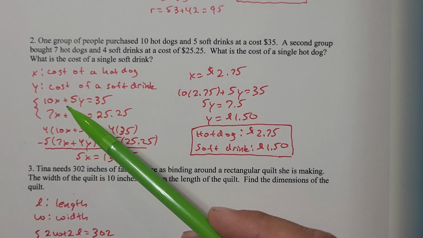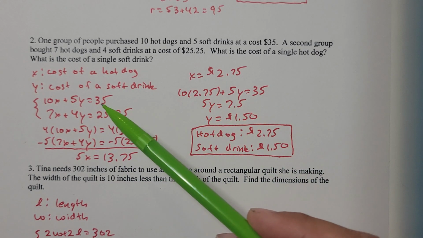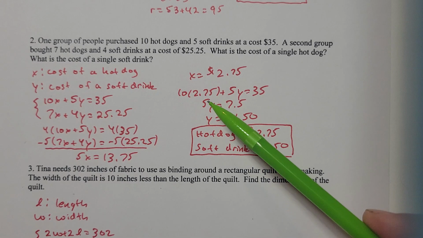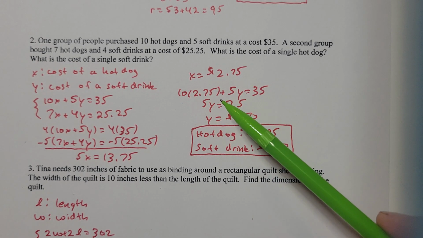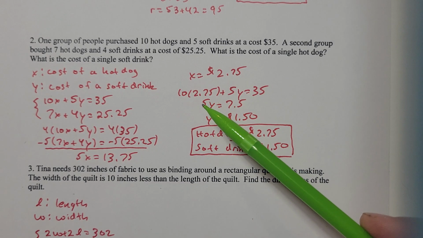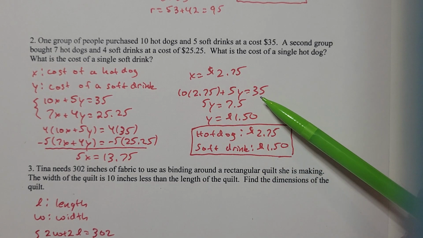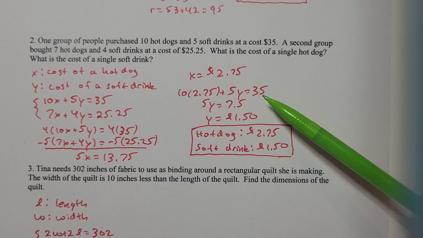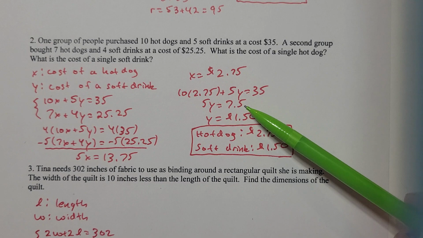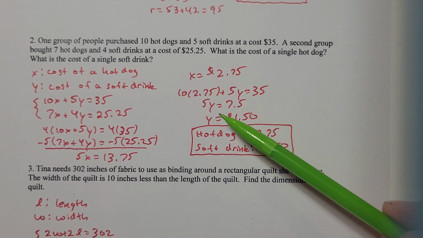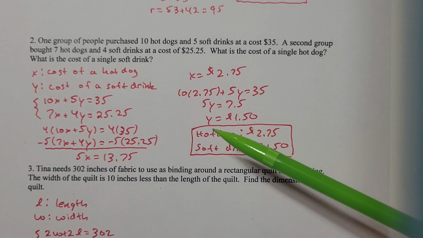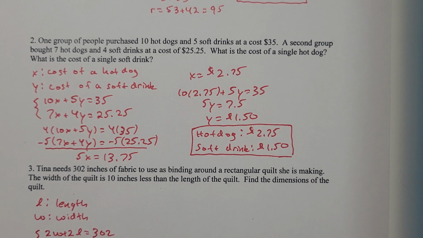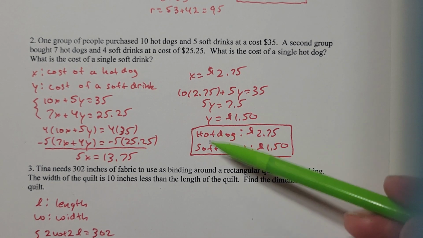10 times 2.75 plus 5y equals 35. 10 times 2.75, I'd slide the decimal point to the right one, and that'd be 27.5. If I subtract 27.5 from both sides, 35 minus 27.5, that's 7.5. So I'm looking at 5y equals 7.5. Divide by 5, and so y would be 1.5, or $1.50. So it's going to be $1.50 for a soft drink. Okay, and that's some of my answers.